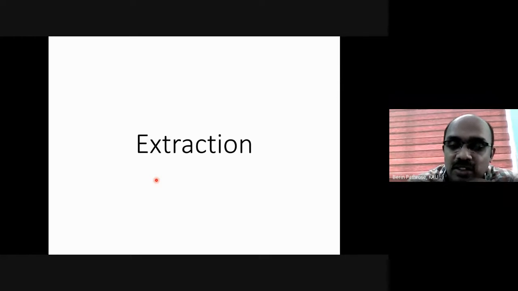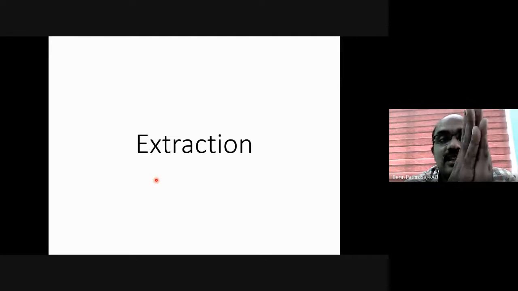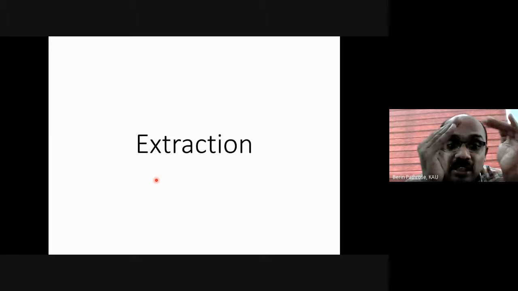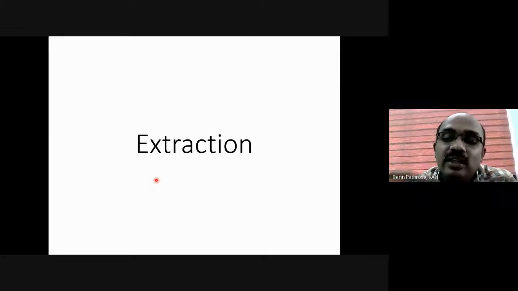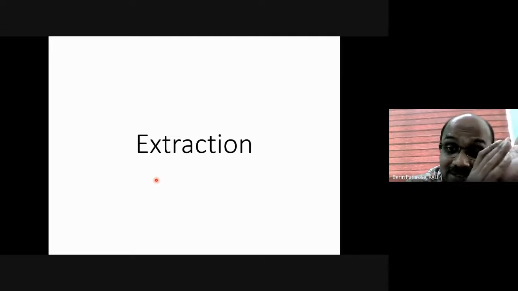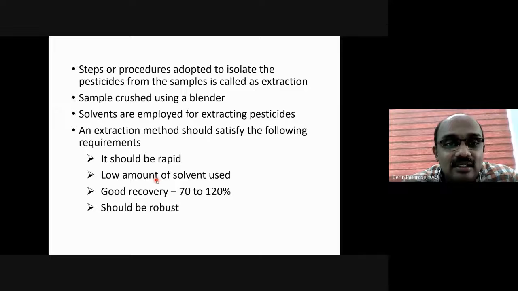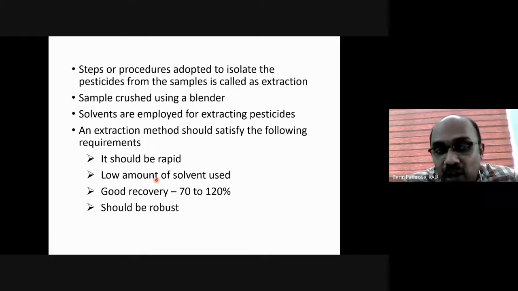The purpose of extraction is to transfer the pesticide present in the commodity, whatever the commodity, say fruit, vegetable, cereal, spices, from that commodity into a solvent. So that is what is meant by extraction. Extraction is the steps or procedures adopted to isolate pesticide from the sample.